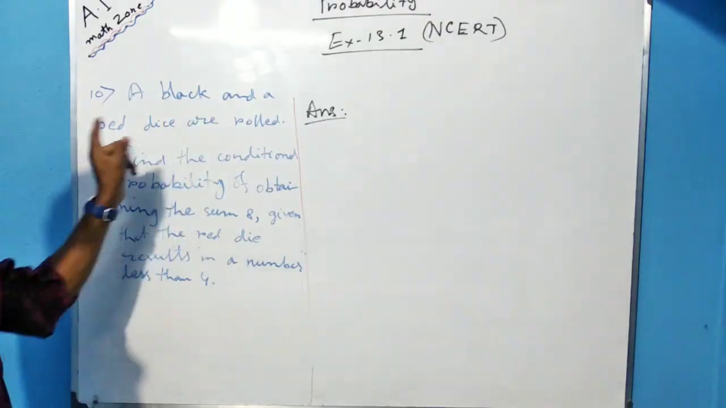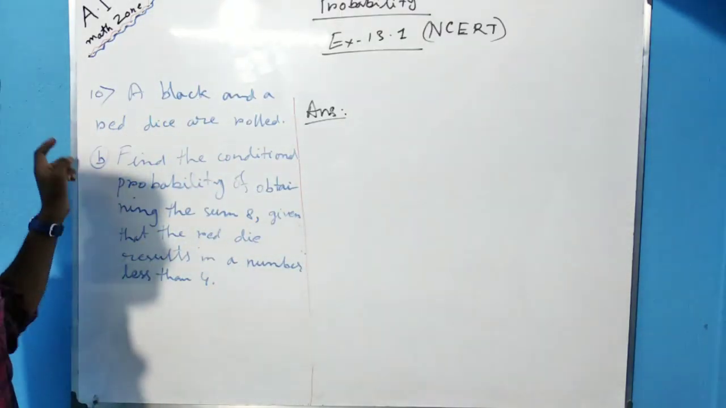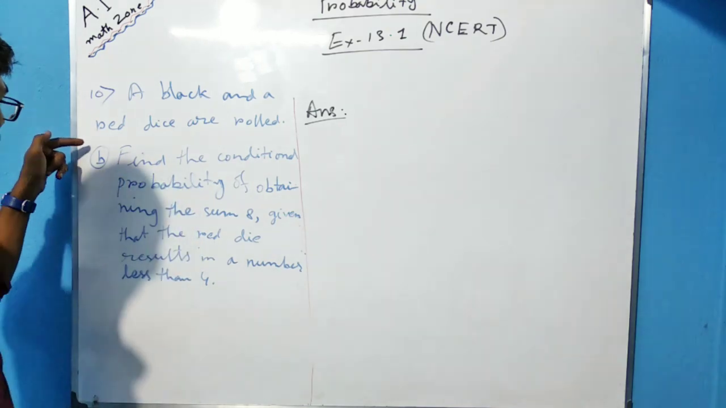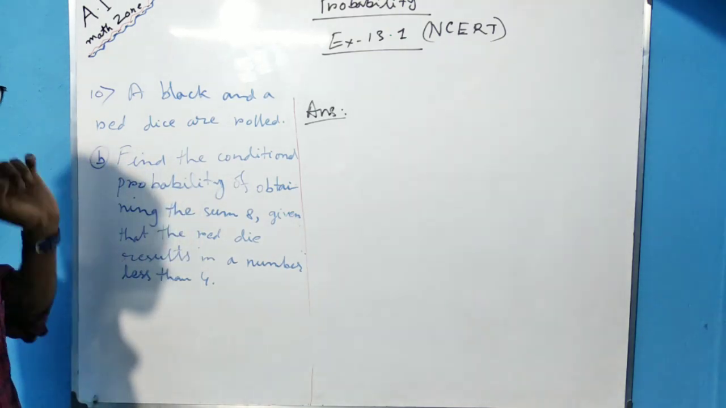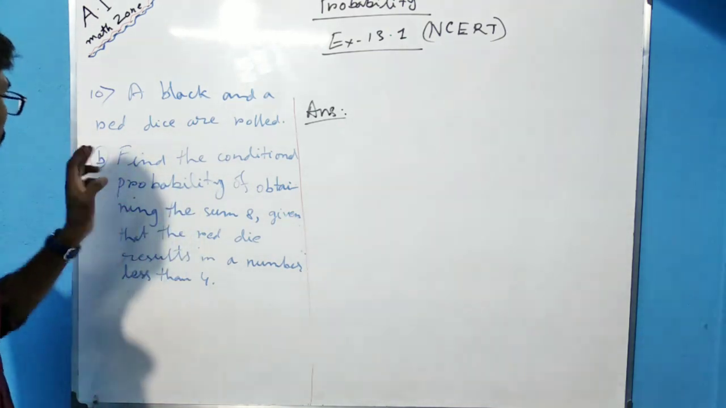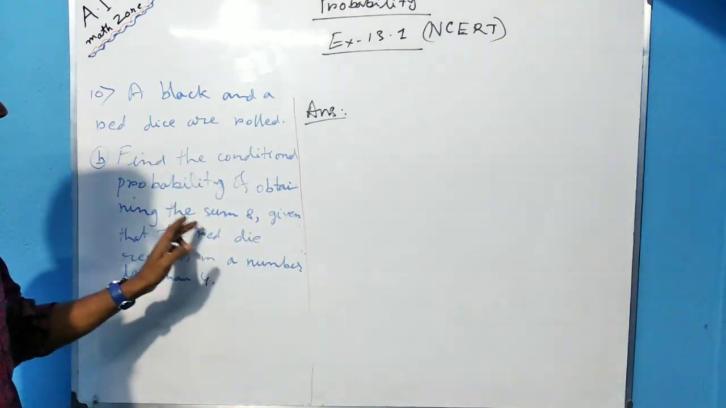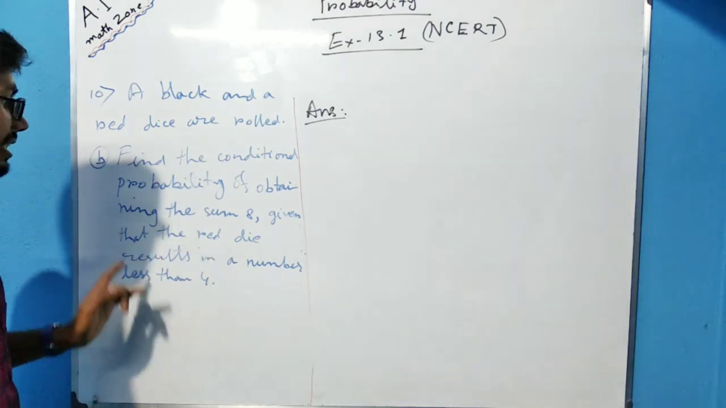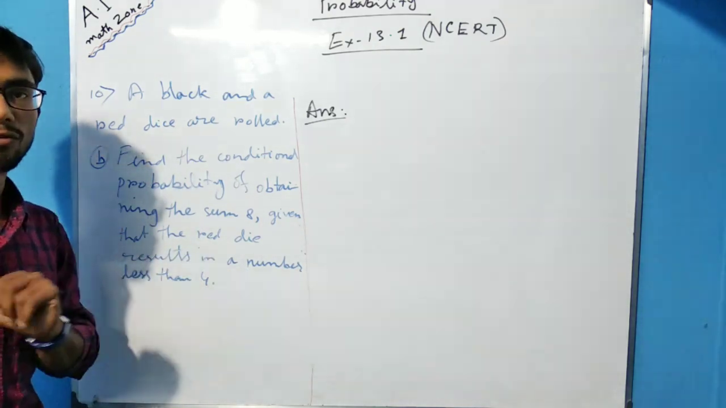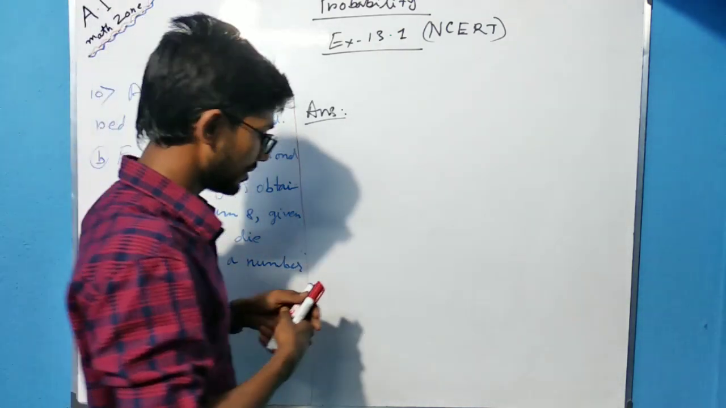Okay, a black and a red die is rolled, right? There is another part of this question. Part A, you should try yourself, and I am solving part B. Find the conditional probability of obtaining the sum 8 given that the red die results in a number less than 4, right? So let's solve it.